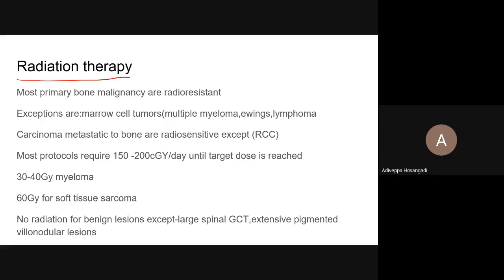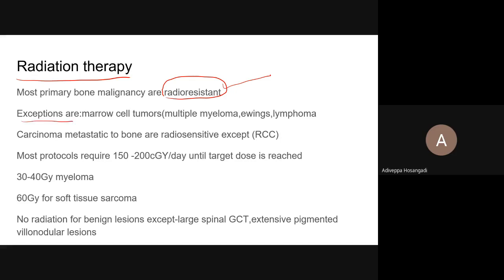Okay, radiation therapy is most important. See, whatever things I have highlighted, these are generally the MCQ questions. Most primary bone tumors are radioresistant. Please remember this. So you have to manage primary malignant bone tumor either by surgery or chemotherapy. Remember this. Most of them are radioresistant. There are exceptions. I'll come to that.